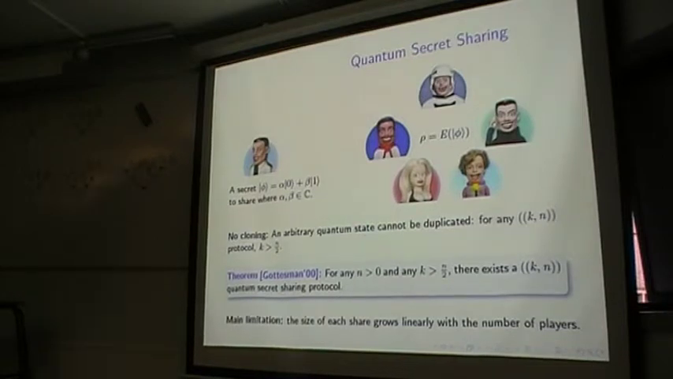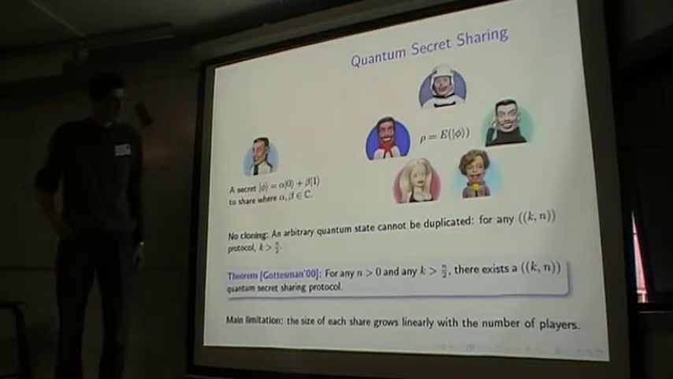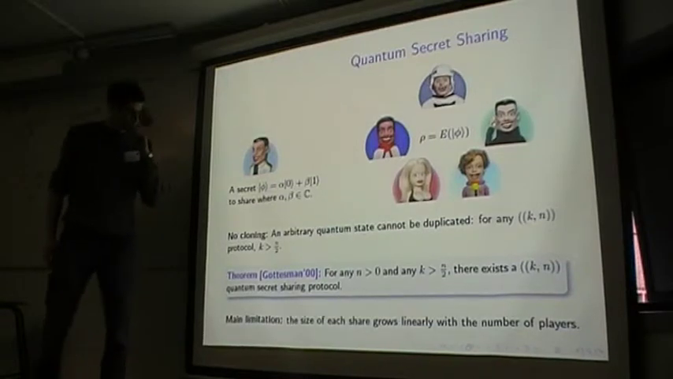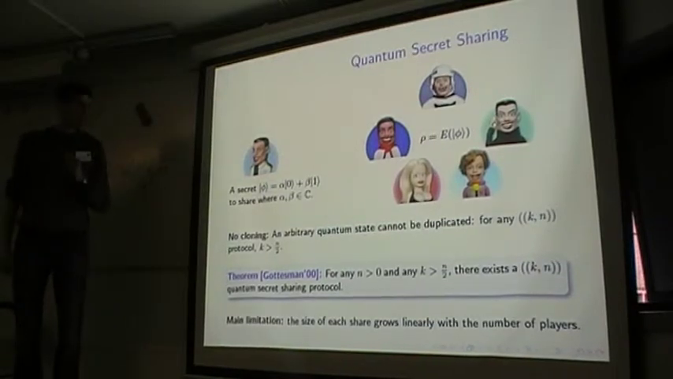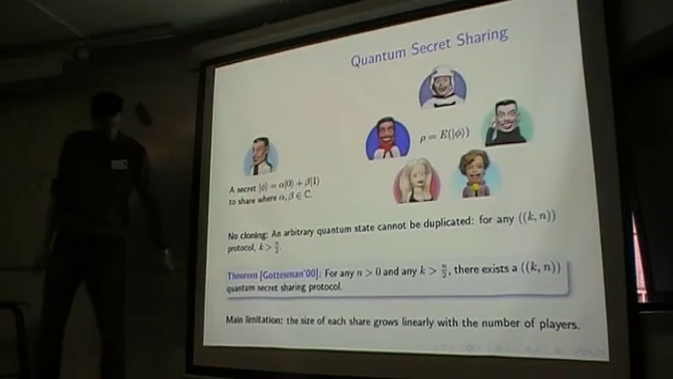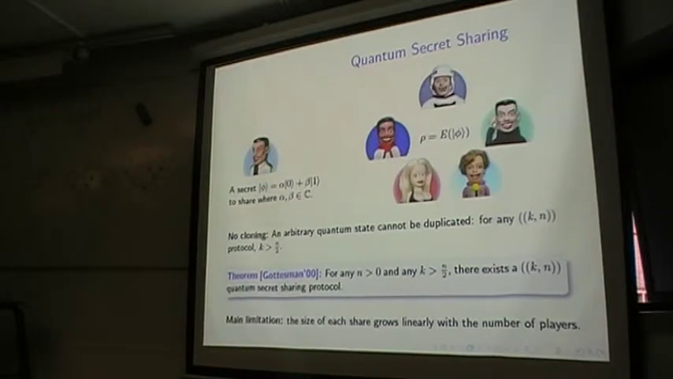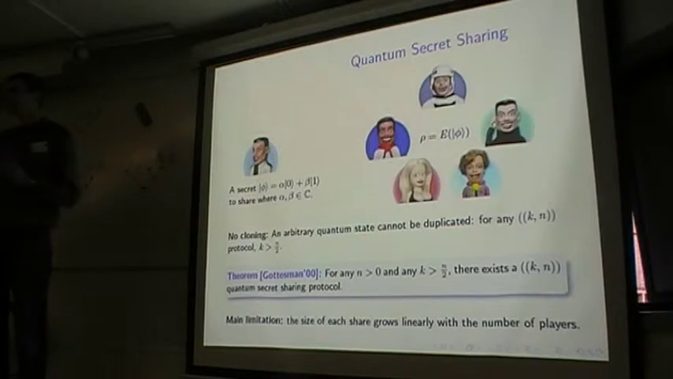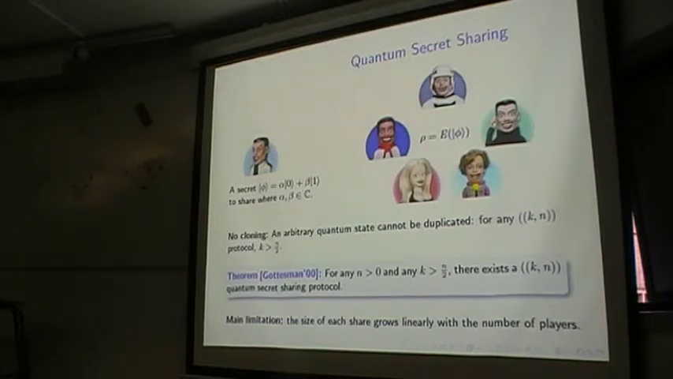Okay, so we can do a secret sharing scheme for any threshold larger than n over 2. But this is not the end of the story, because the protocol introduced by Gottesman has several limitations. The main limitation is that the size of each share, that is the size of the system that you give to each player, increases linearly with the number of players. So it's a big limitation for the physical implementation of the protocol.